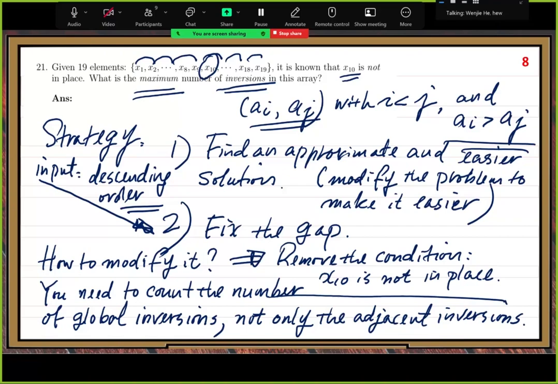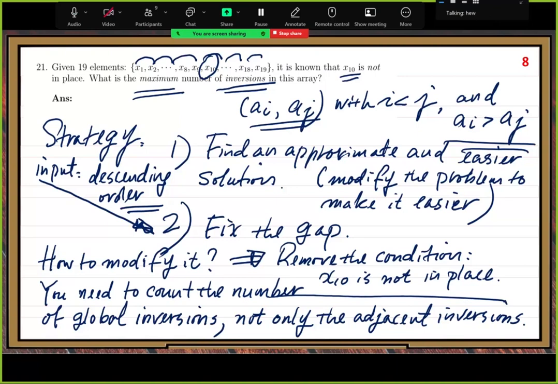After you find a solution in step 1, you put the condition back: x10 not in place. Look at when the array is in descending order. Is x10 in place? Think about that. Yes, it is in place. x10 is in the middle, and when you get a descending order, x10 is also in the middle. That's in place.